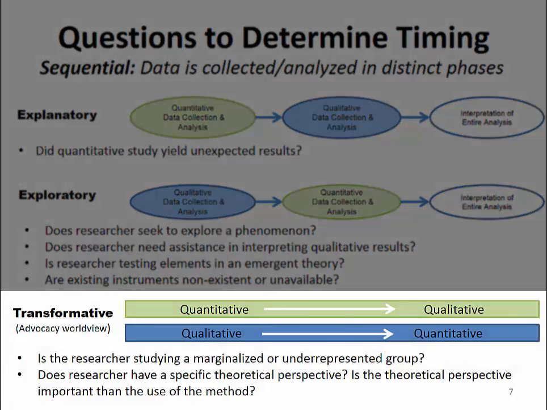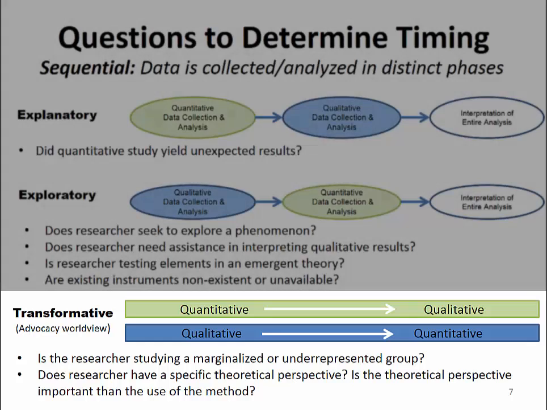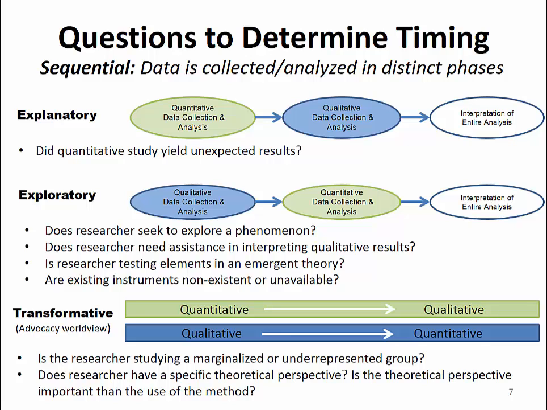With the transformative approach, quantitative or qualitative can be used in either phase. However, the theoretical perspective, which is usually based on advocacy or change, guides the study. This approach places the research within a transformative framework, but since it's relatively new, little guidance is provided.